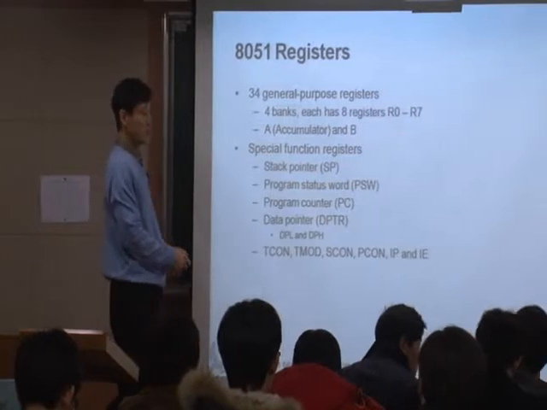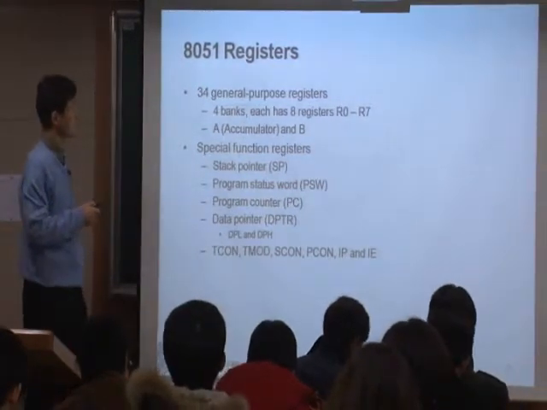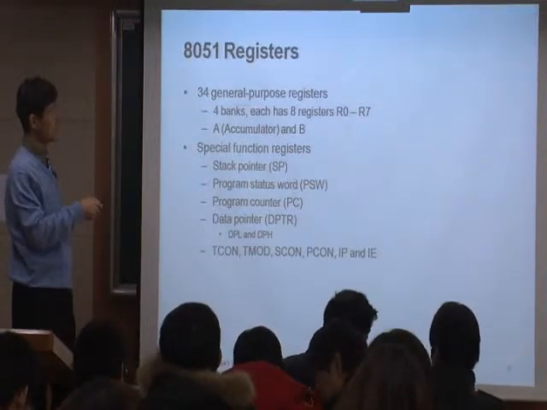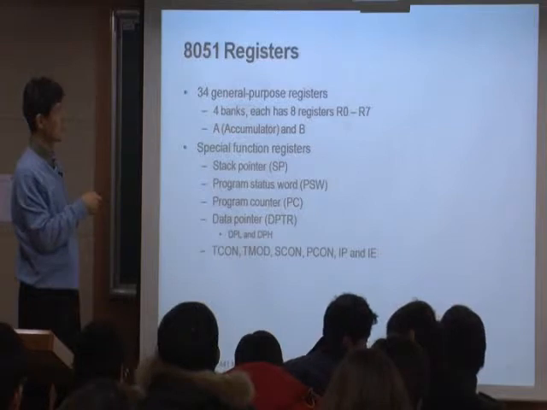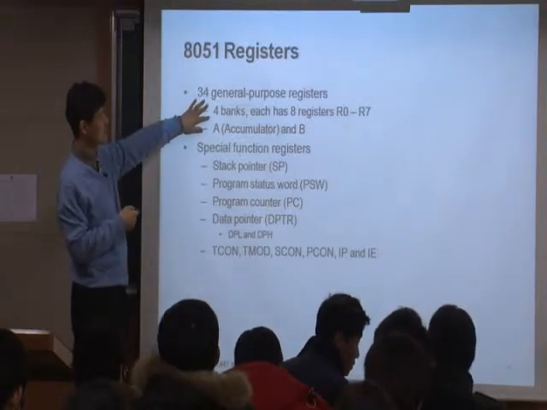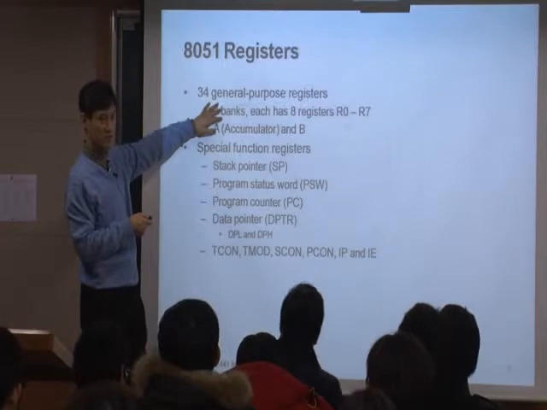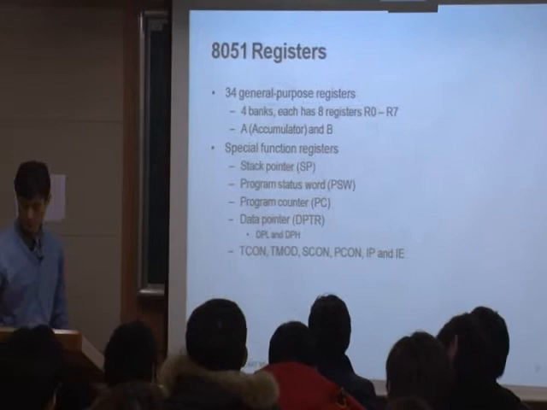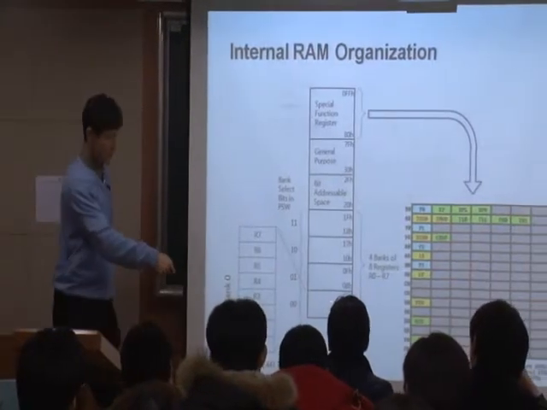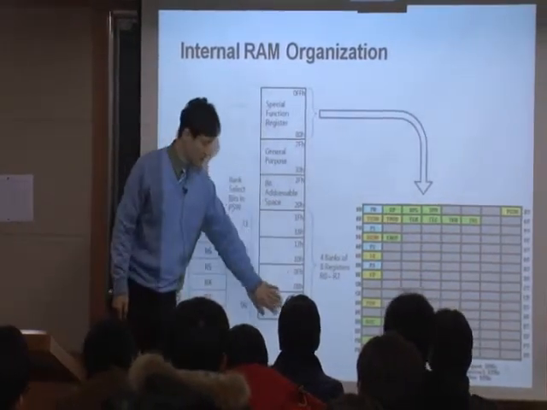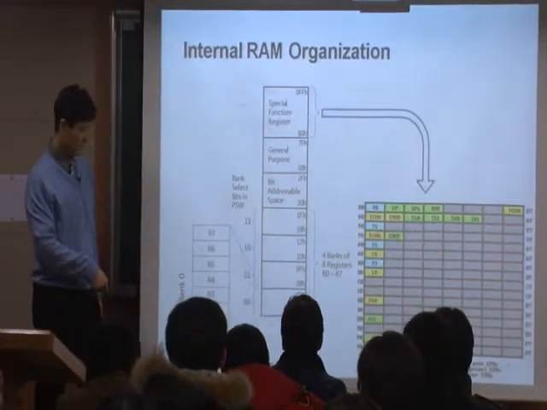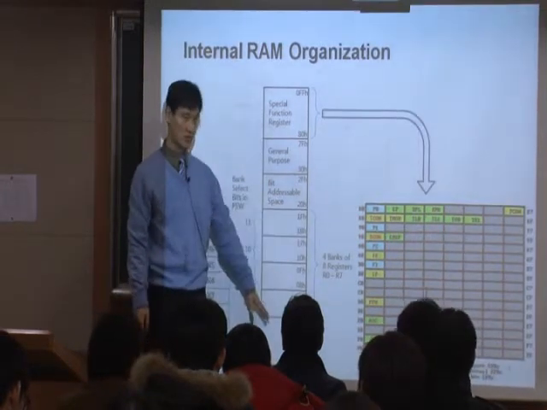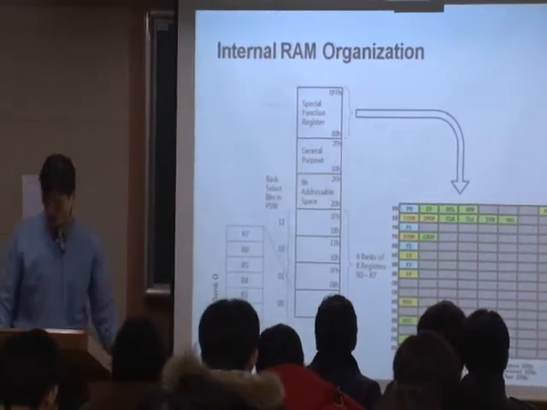Let's look at a little bit more detail about the registers. Let's say 34 general purpose registers. Why 34? Because we have 4 banks, and each bank has 8 registers from R0 to R7. Remember? Going back to this, each bank, we have 4 banks. Each bank has registers R0 to R7. We have 8 registers each bank. So therefore, we have 32 different registers.